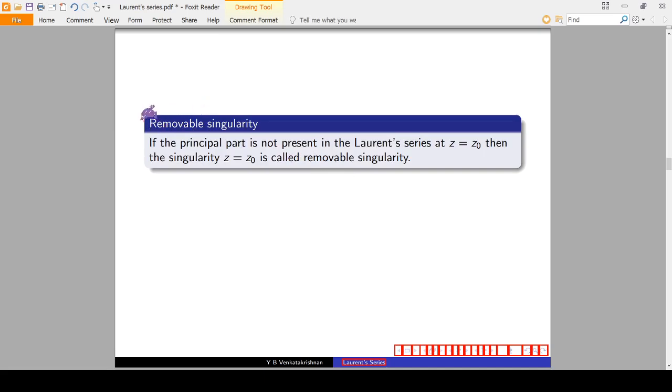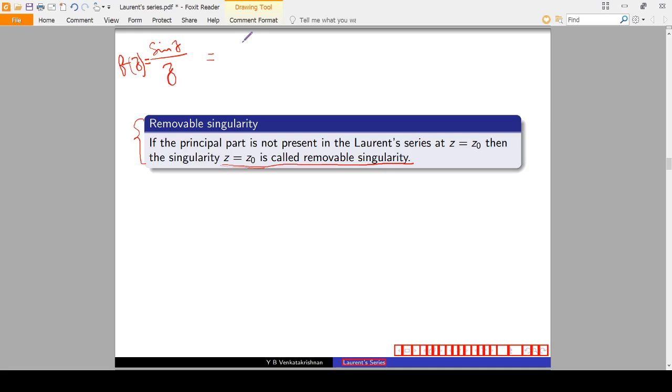The second one is the removable singularity. If you have no principal part, then that singularity is called a removable singularity. See, now when you look at this function sin z by z, this you call f of z. Obviously you know that z is equal to 0 is a singularity.